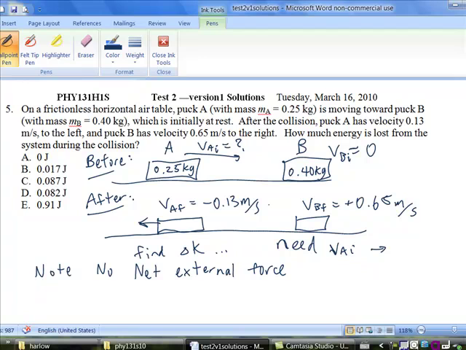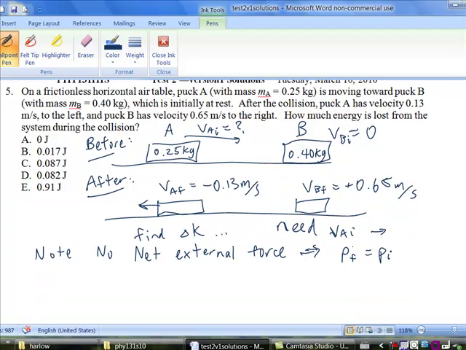There is going to be the force of gravity on these pucks pulling down, but that's going to be cancelled by the normal force from the table acting up. So there's no net vertical force for sure. And as for horizontal forces, the only one would be friction, but it says frictionless. So if there's no net outside forces, P final equals P initial. That's the conservation of linear momentum.